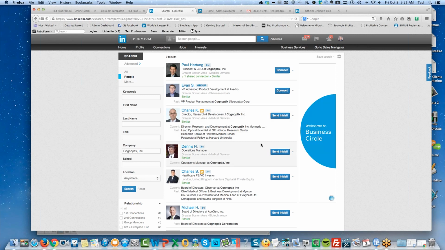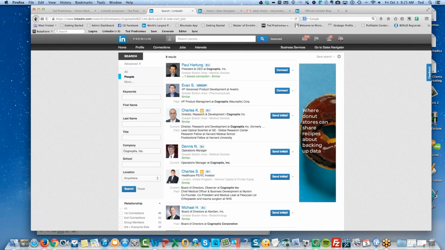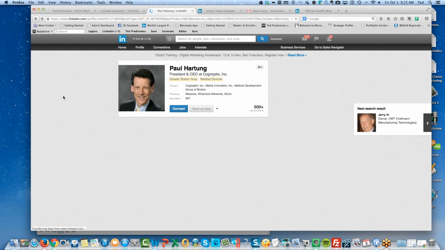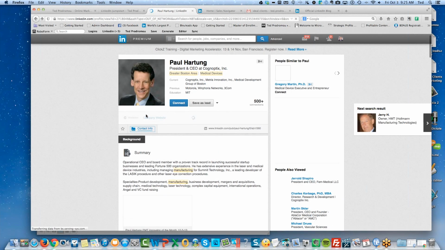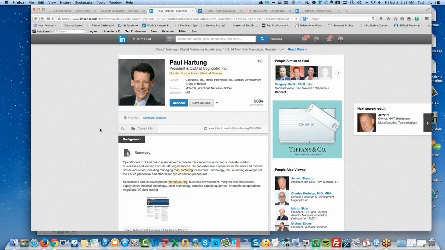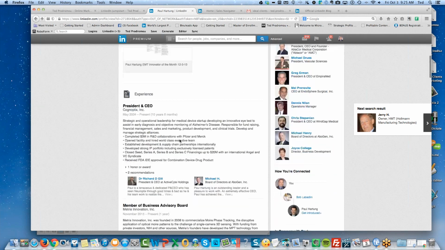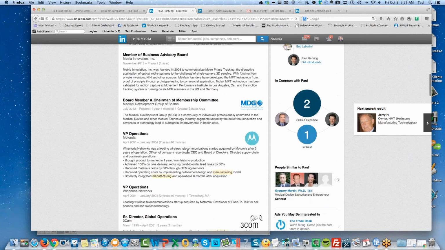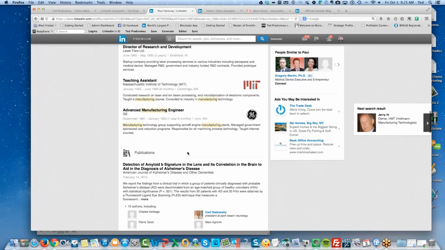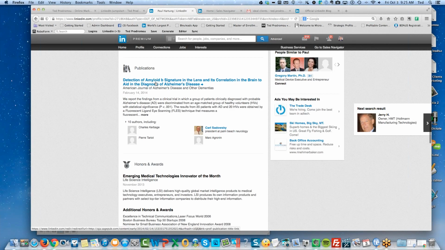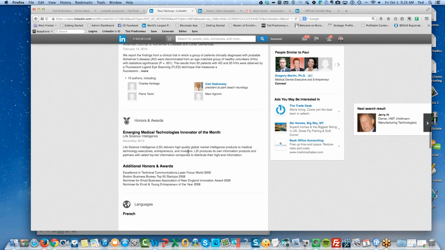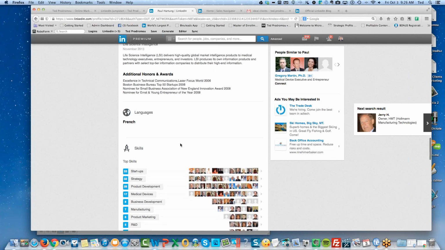I also sometimes look under the contact info badge to see if there's a way to get to the person via email, for instance. Not always, but sometimes. You also want to try to connect with them, but if we wouldn't connect, then you can start exploring what groups he's in. So here he has some publications. That's always something good to say, that you read his article or his book. He's got some honors and awards. He speaks French.